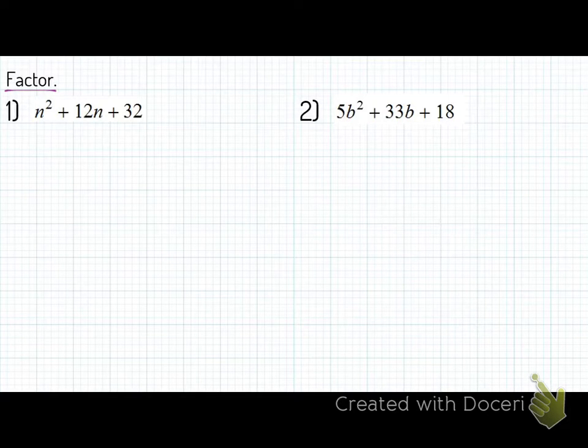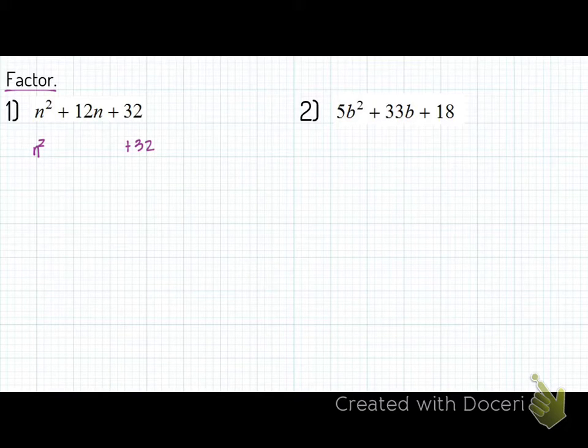Okay, so we have n squared plus 12n plus 32. I'm going to bring those down first. Whenever I do this, I'm going to take the original problem, take the first and last term, and bring them down. Just pencils down right now. Just watch, because every time your head's down, you're not watching up here.